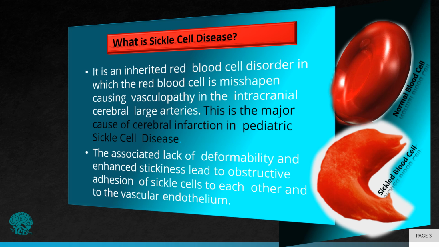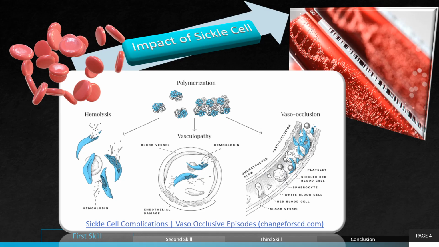Children with abnormal TCD studies have a greater risk of 3,000 times for stroke, and approximately 11% of sickle cell patients have clinically apparent strokes before the age of 20. Sickle cell is a progressive lifelong illness, and it can cause long-term complications, and it does affect everyone differently.